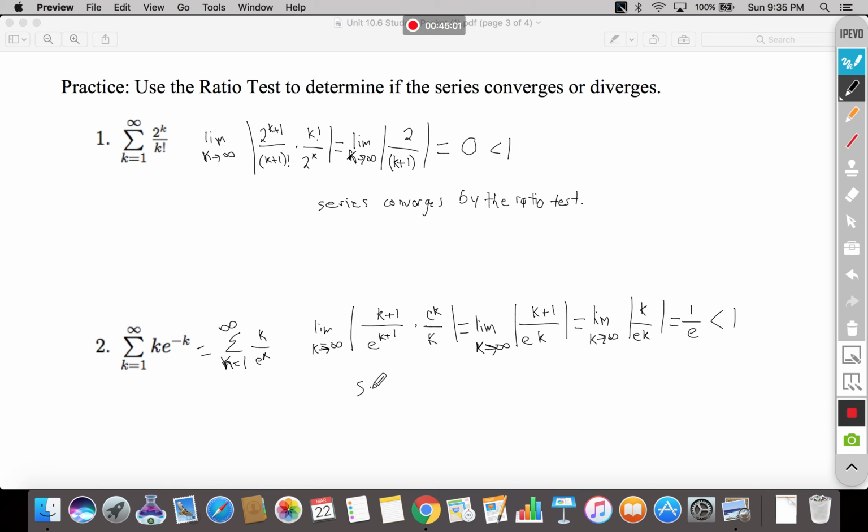So what do I know? I know that this series also converges by the ratio test. All right. So there's the ratio test, how to use it, and how to use it to determine convergence, the radius of convergence, and what values make something converge.